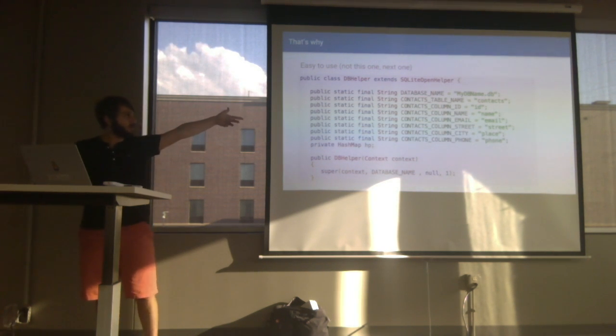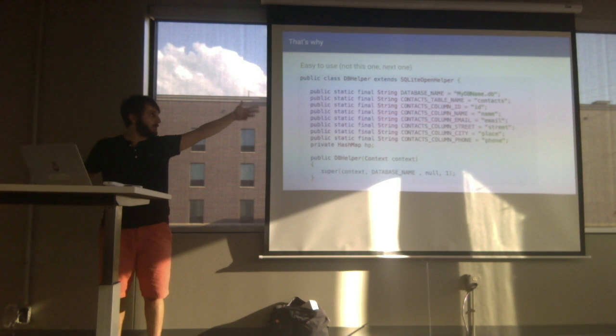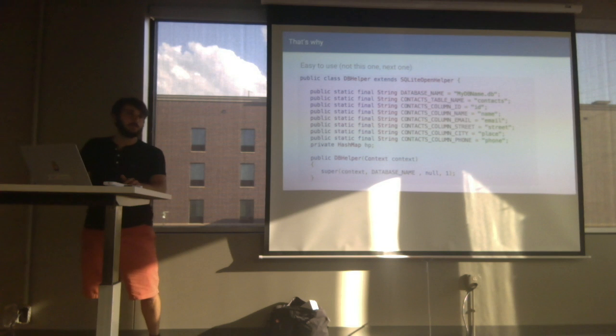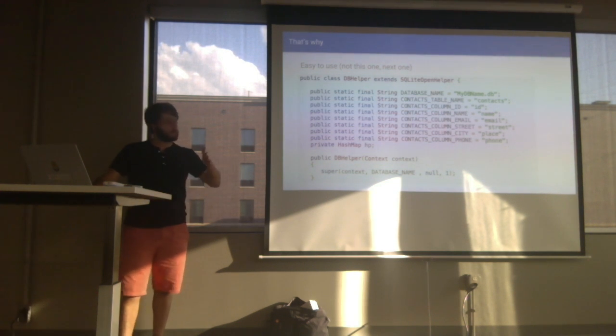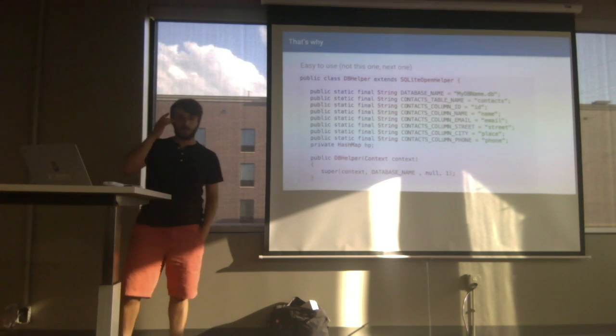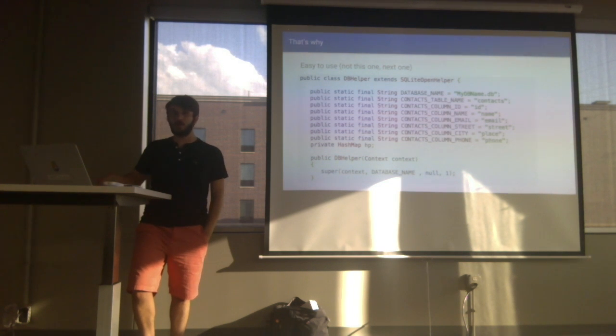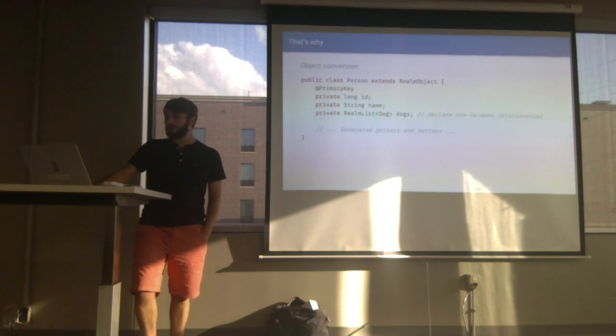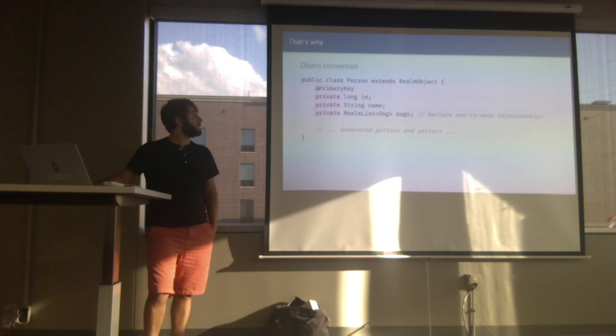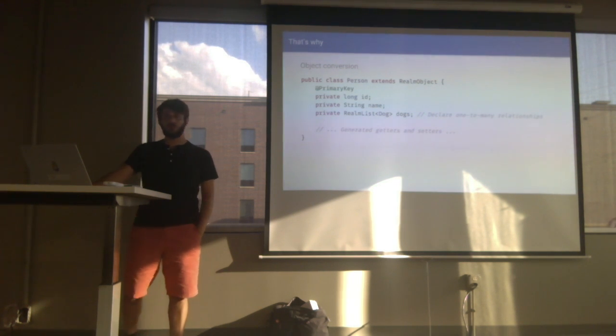If you have a table, you would have the database name, table name, column, ID name. You would have to write down everything one by one, and it was a pain. You would have to have a database helper class, and you would have to have a content provider. With Realm, it's way easier because it's all based on objects.